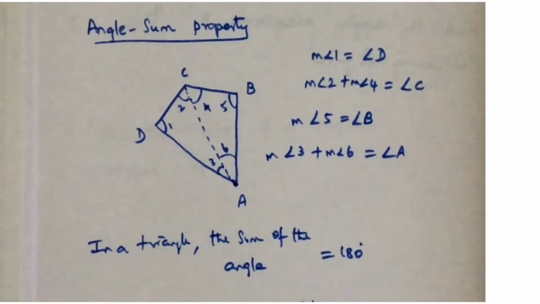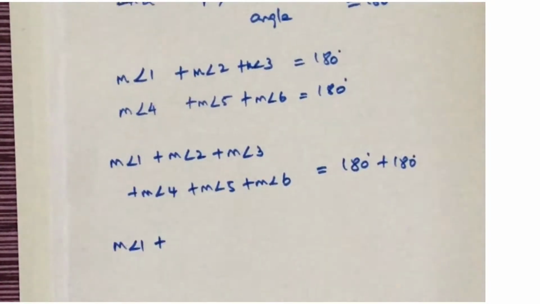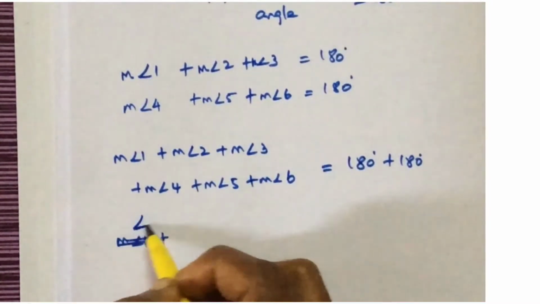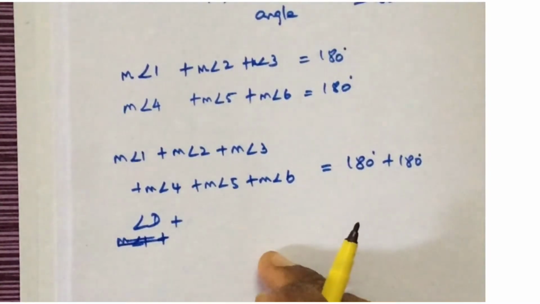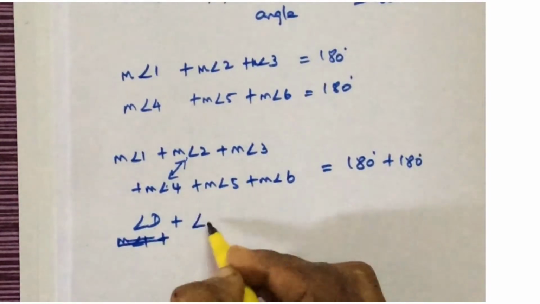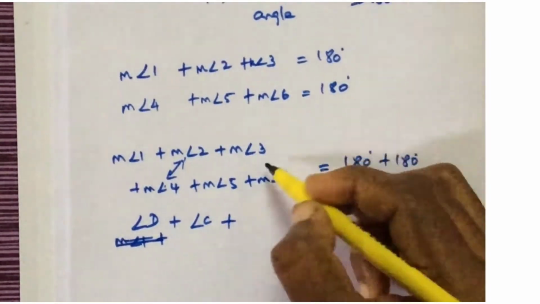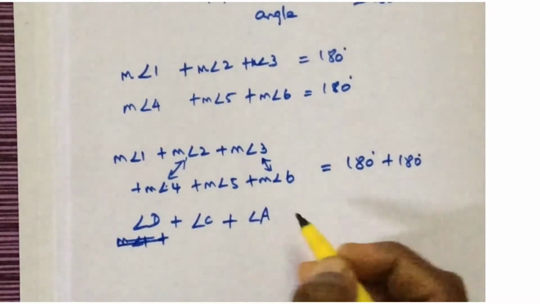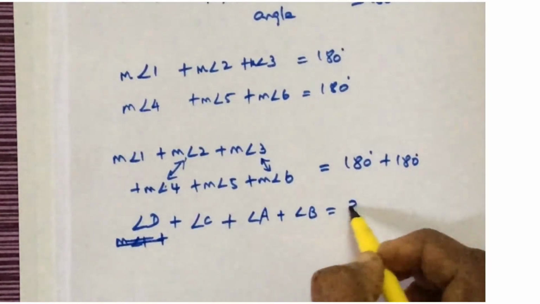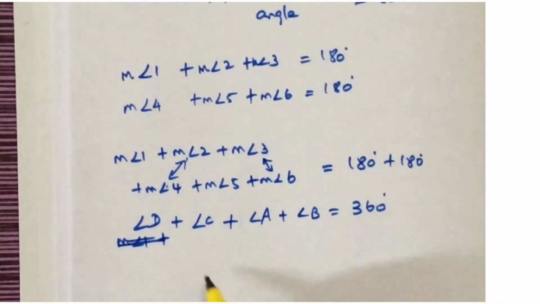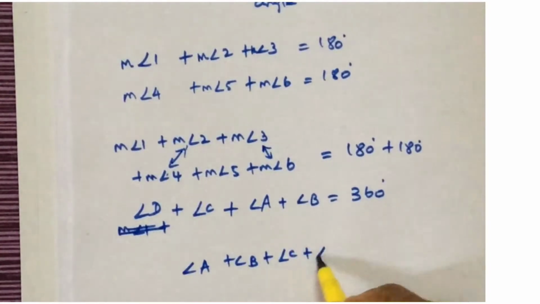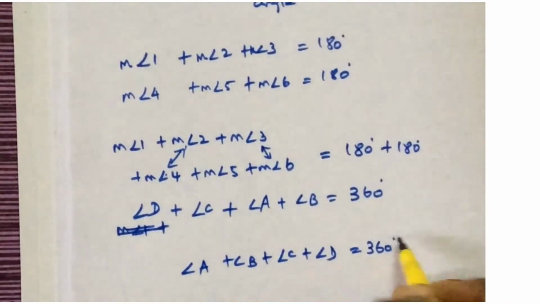Now I am going to substitute it in here. Instead of the measure of angle 1, I am going to write angle D, plus for 2 and 4 together I am going to write angle C, plus for 3 and 6 together I am going to write angle A, plus instead of angle 5 I am going to write angle B, that is equal to 360 degrees. So angle A plus angle B plus angle C plus angle D is equal to 360 degrees.